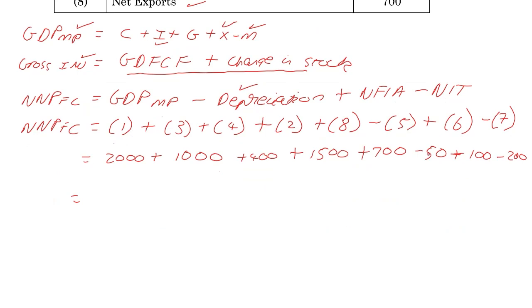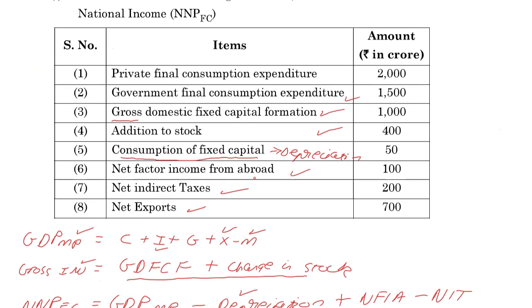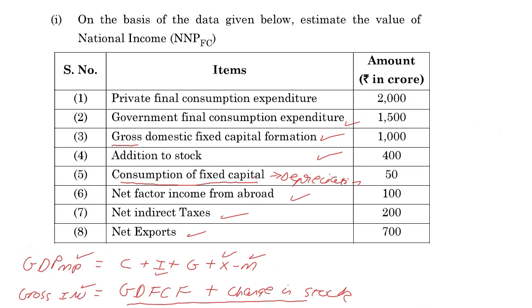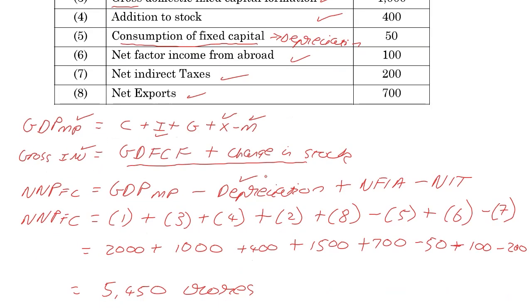First, let's add and then we'll subtract. So 3,400, 4,900, 5,600, 5,700, and then we can subtract 250 from that. So we get 5,450 crores. Any doubts, feel free to ask. Keep in mind this chapter is very easy. As long as you remember the formula and solve systematically, you will get full marks.